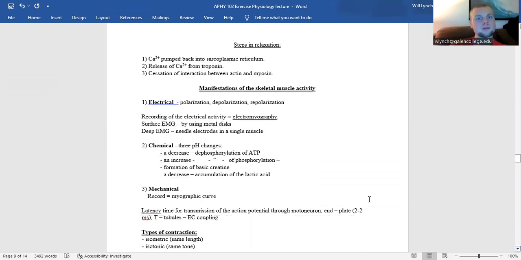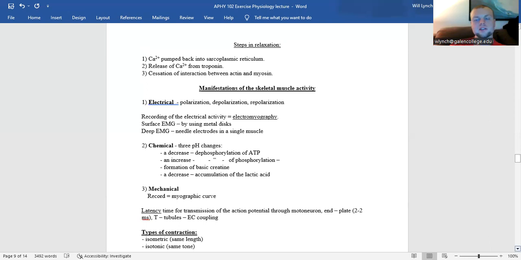Relaxation is going to be much simpler. The calcium is simply pumped out of the muscle cell back into the sarcoplasmic reticulum. We will release the calcium from the troponin and move the tropomyosin back in front of the actin binding sites. And we'll have cessation of interaction between the two proteins.